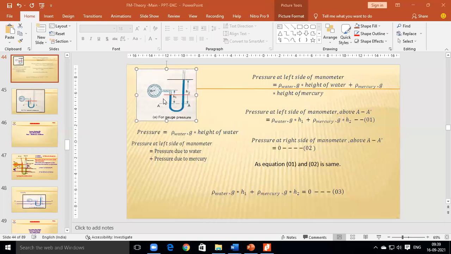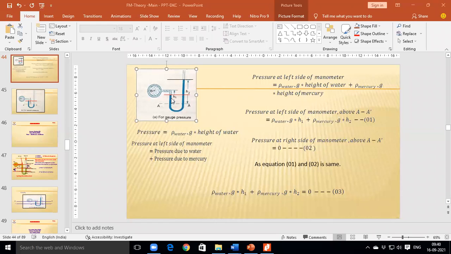Middle line, sir. Why is the middle line a datum line? Can you justify it? Lalit, can you justify it? Why is this middle line a datum line? Because it's showing the lower side of mercury. Yes. The middle line is a datum line because this middle line passes through the lower level of mercury in the manometer.